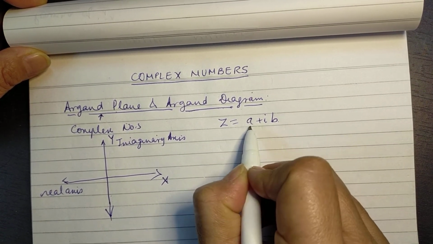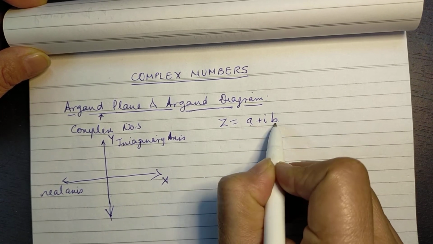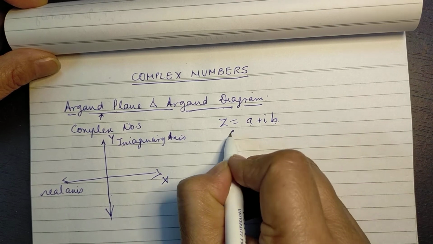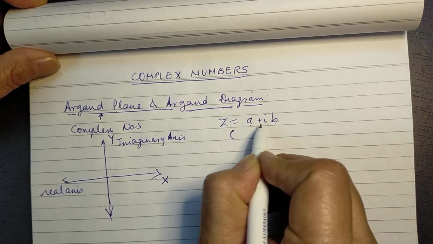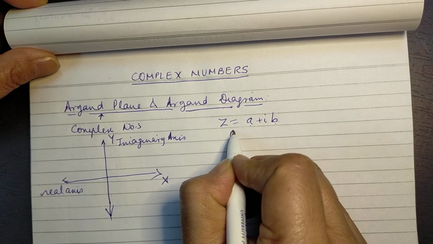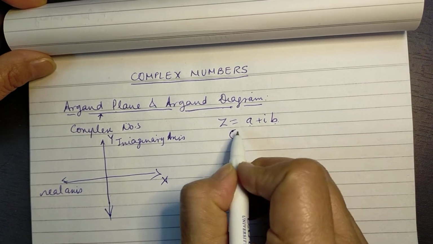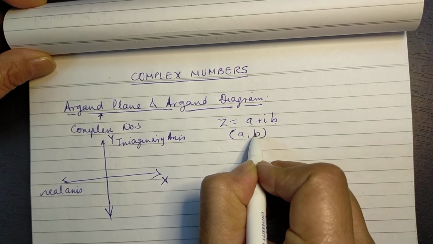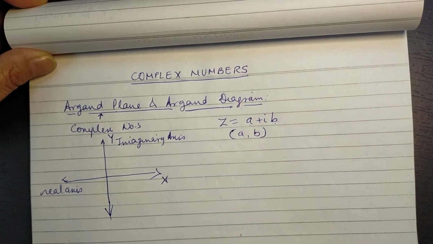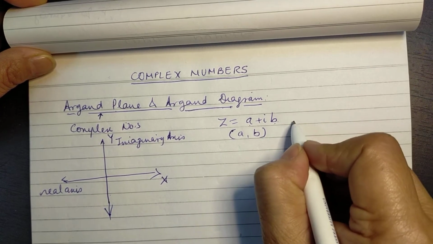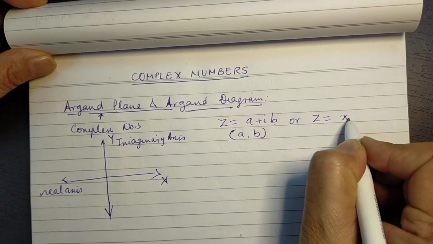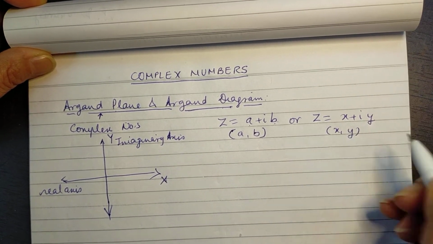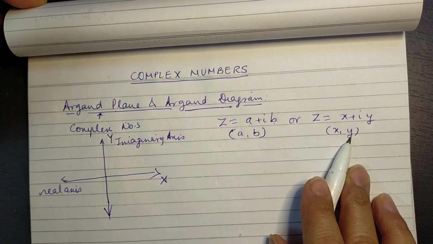So basically, given any complex number z equal to a plus ib, we can write it in the form of an ordered pair of the real part and the imaginary part. By ordered pair we mean a pair, which means two, and ordered means written in a particular order. So we write the real part first and the imaginary part later, and this is a standard notation which we follow. Or if z is written as x plus iy, then the ordered pair corresponding to it would be x comma y.